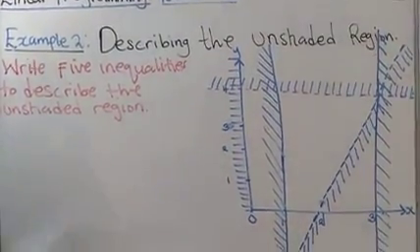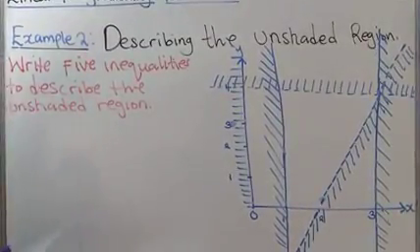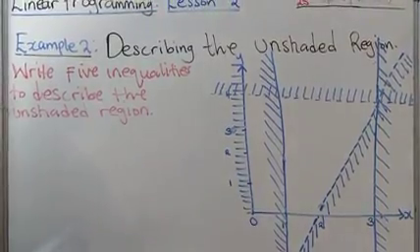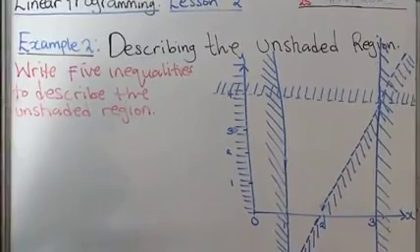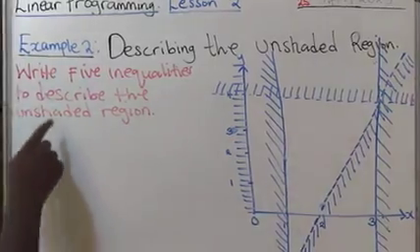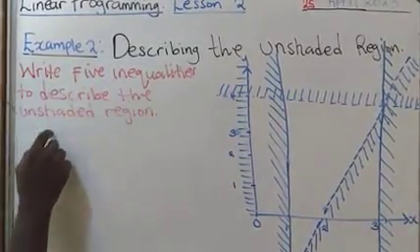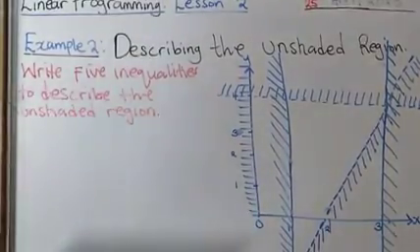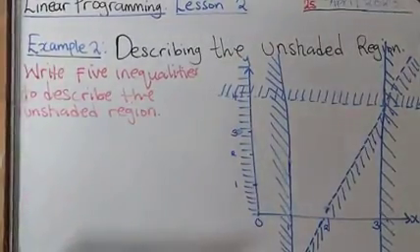It's important that if you are given such a question, you identify the lines that are easy for you first. You start with those that are easy. Then you end up with the one that you feel is complicated. You make it the last one. So the question is, write 5 inequalities to describe the unshaded region.